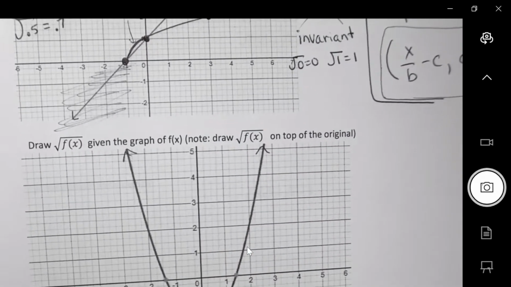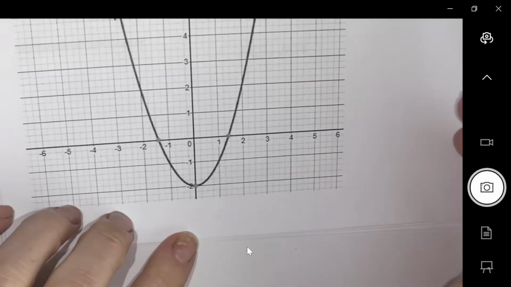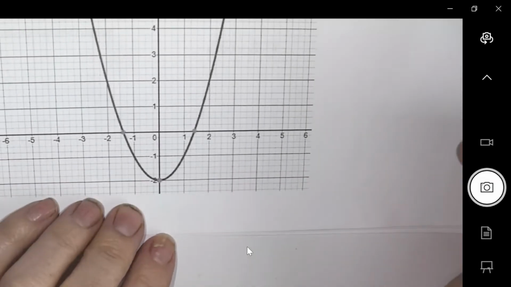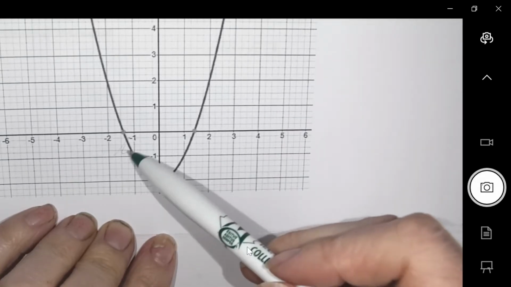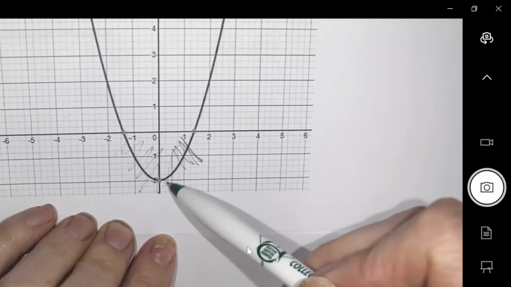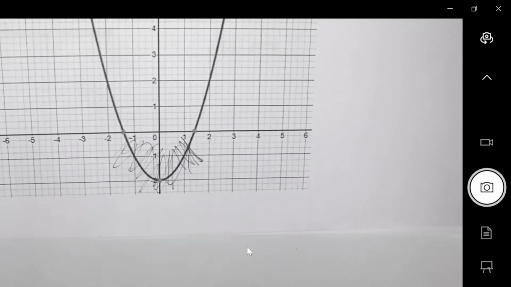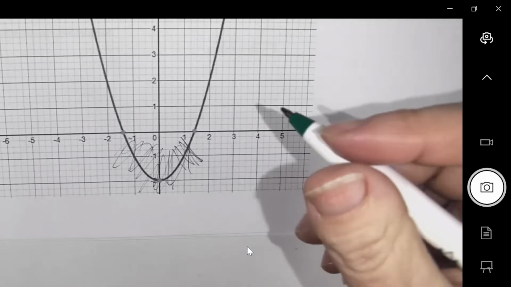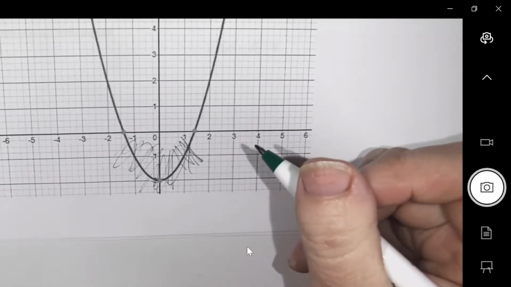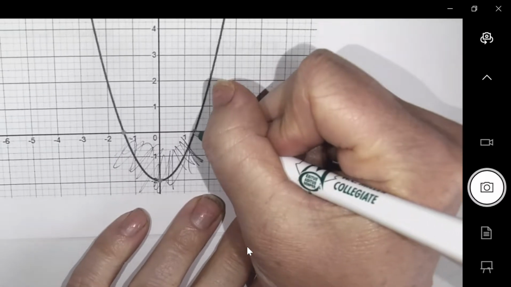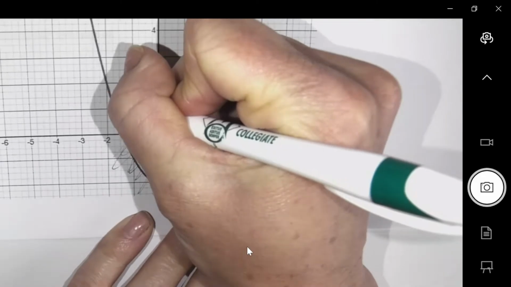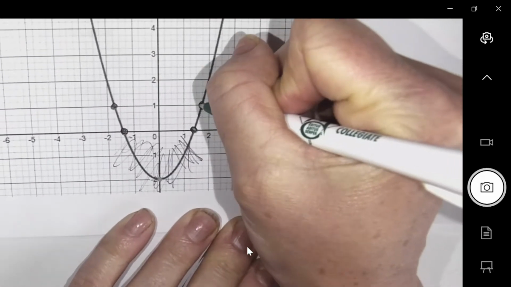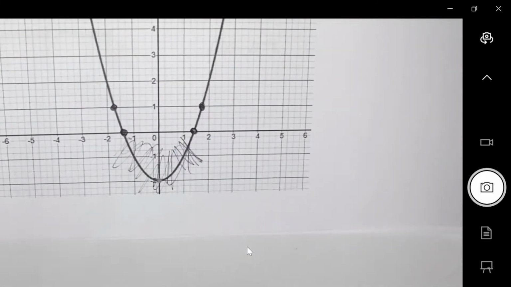Okay, ready? Same idea. Which part of this graph will not exist if I square root it? This part down here will not exist, right? Because I can't square root that negative height. Which points will be invariant? There's actually 4 points that will not move when you go to square root them.